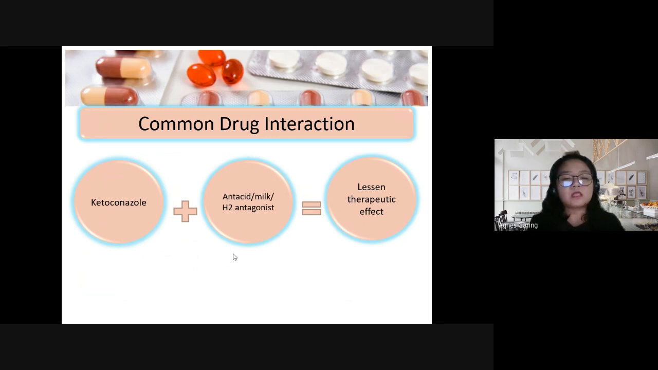Ketoconazole plus antacid or milk or H2 antagonist, no, it might have a lesser therapeutic effect. The ketoconazole, the absorption of ketoconazole might be decreased with the presence of antacid, milk, or any basic food or drink or medication because ketoconazole class is best absorbed in an acidic environment. Okay?